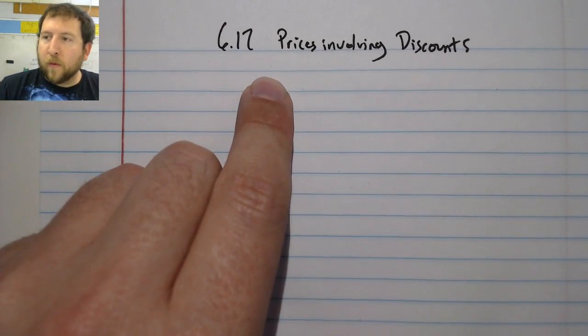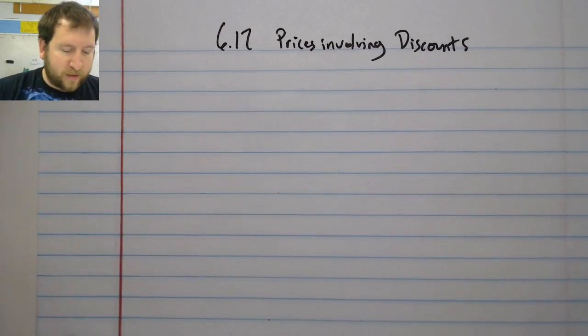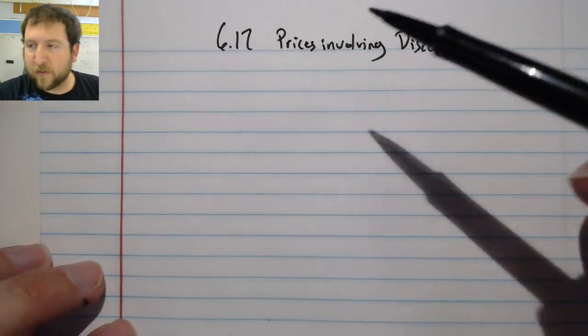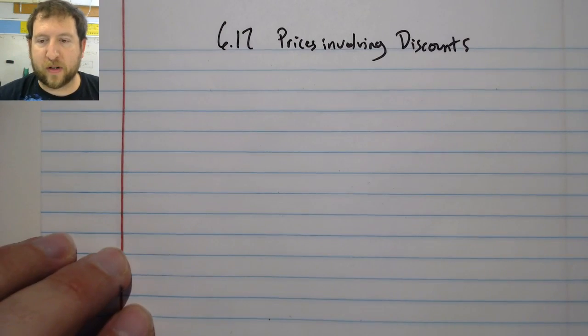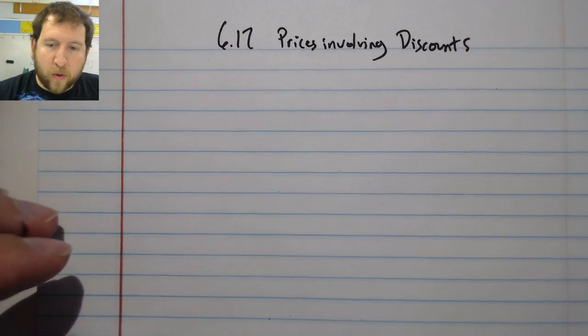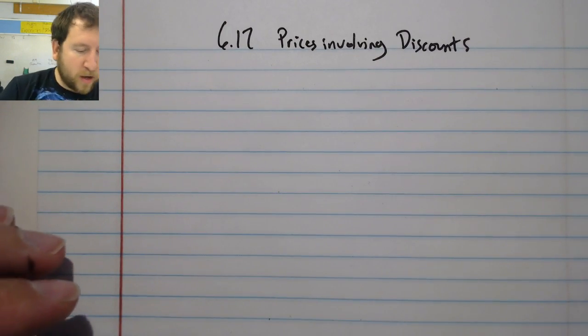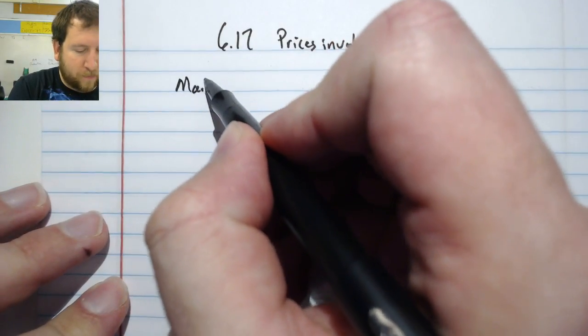All right, we're going to talk about section 6.17, which is very similar to 6.16 actually, but we're just going to be looking in the opposite direction. What we're going to be talking about here is markups and discounts.